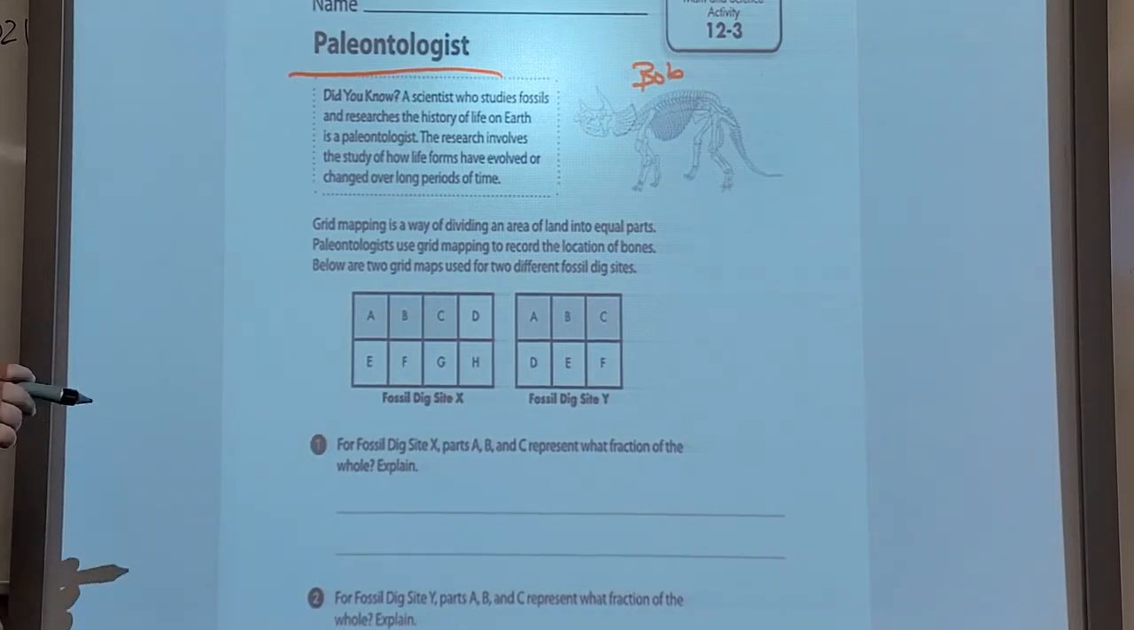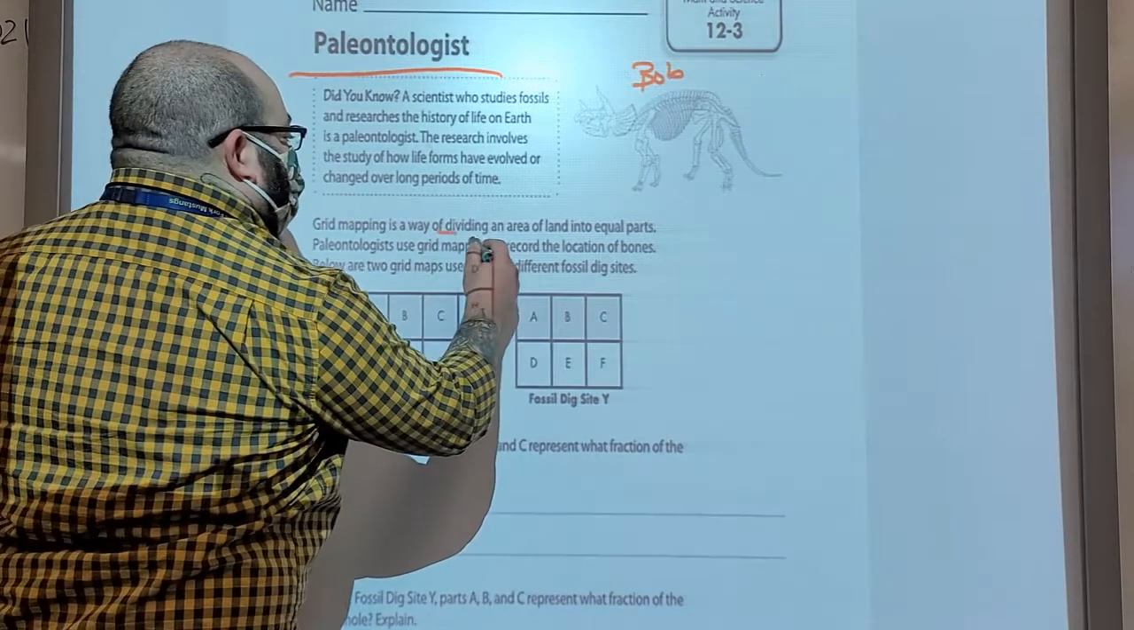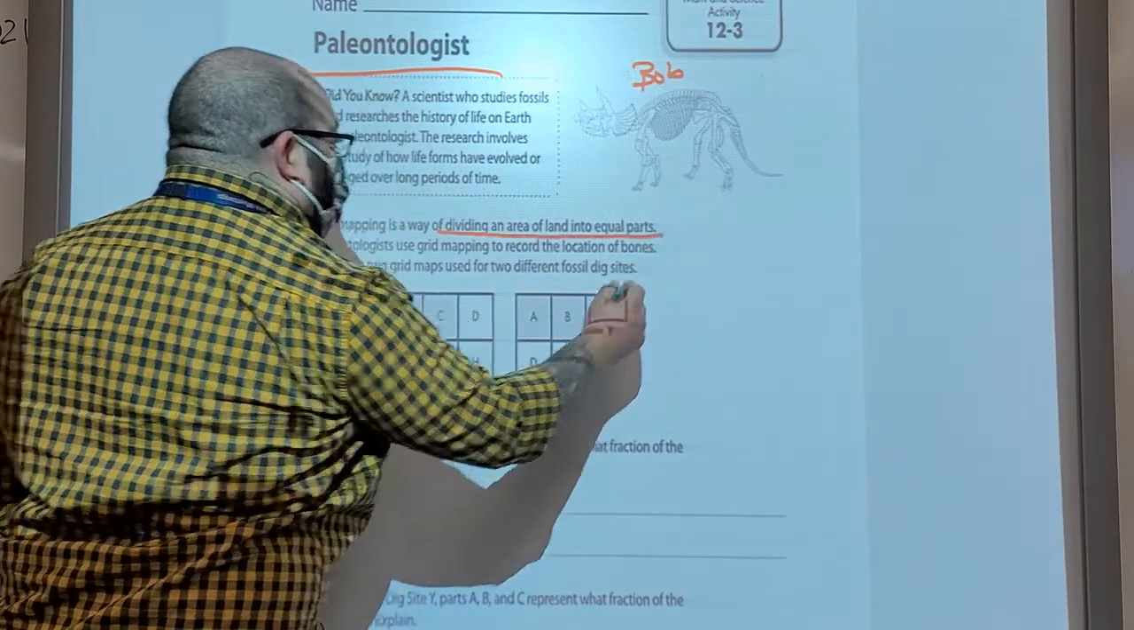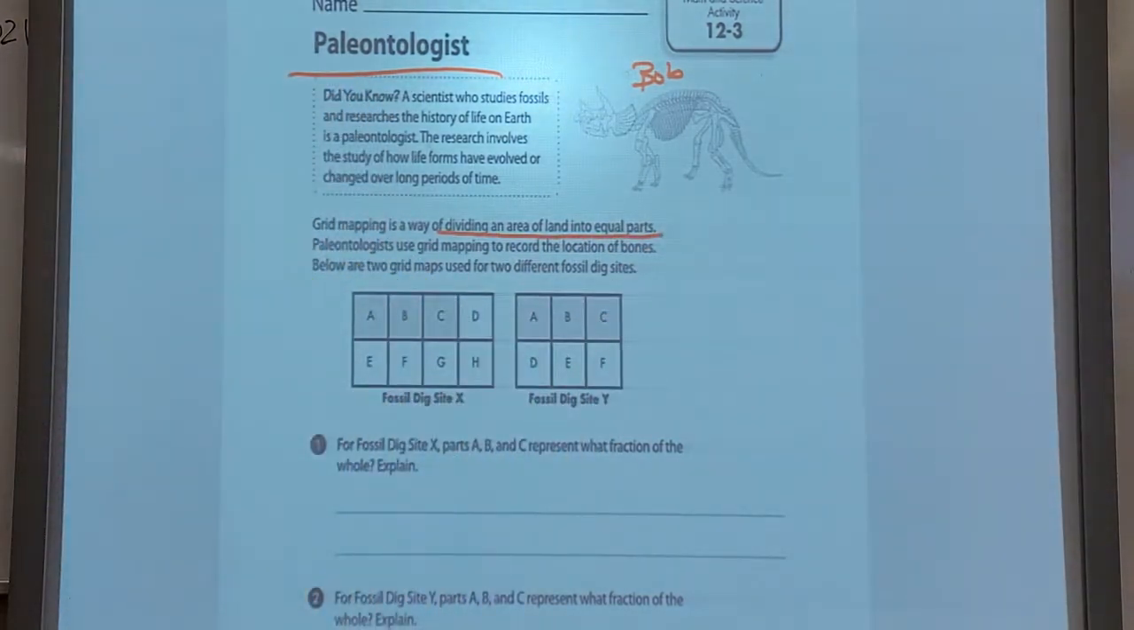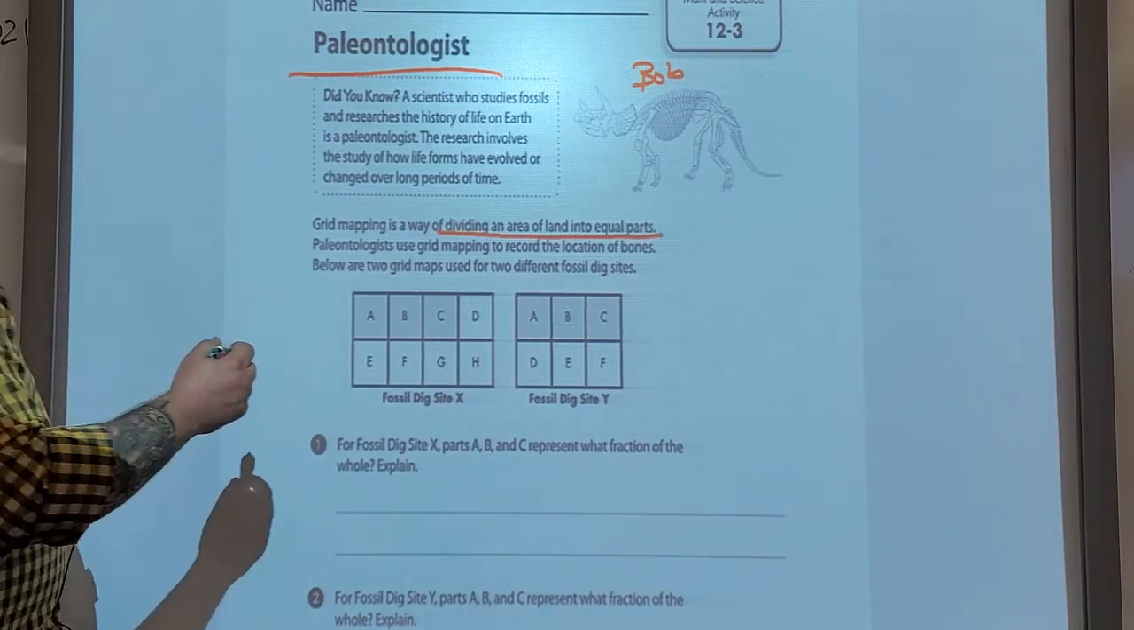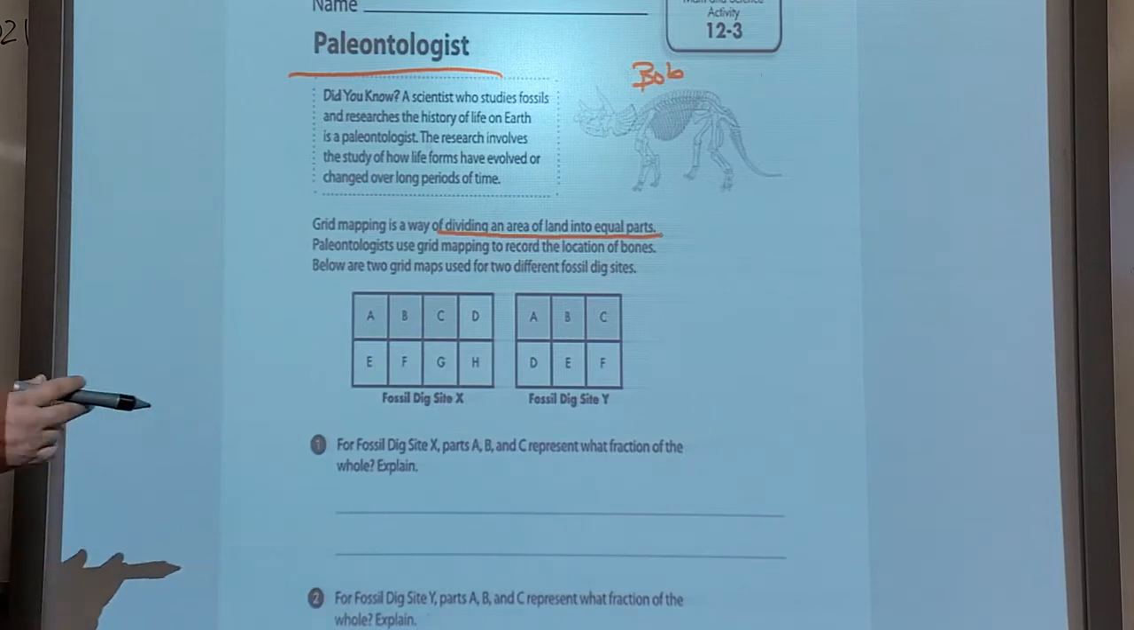Grid mapping is a way of dividing an area of land into equal parts. Dividing an area of land into equal parts. Sounds like they're making fractions, right? Dividing an area into equal parts. Paleontologists use grid mapping to record the location of bones. Below are two grid maps used for different fossil dig sites.